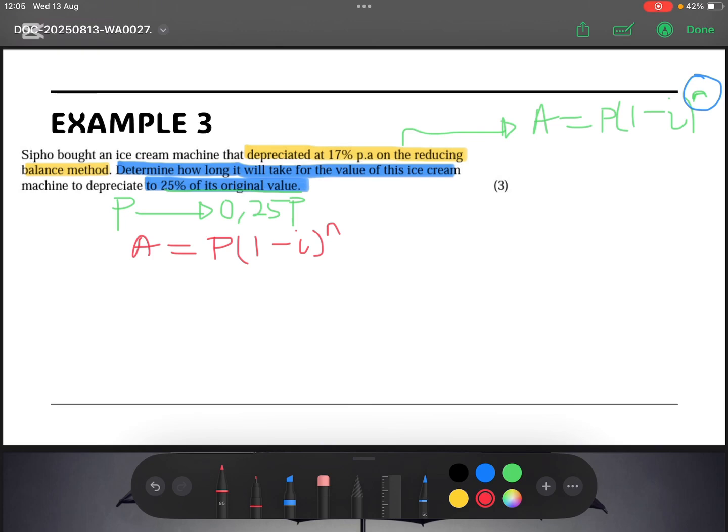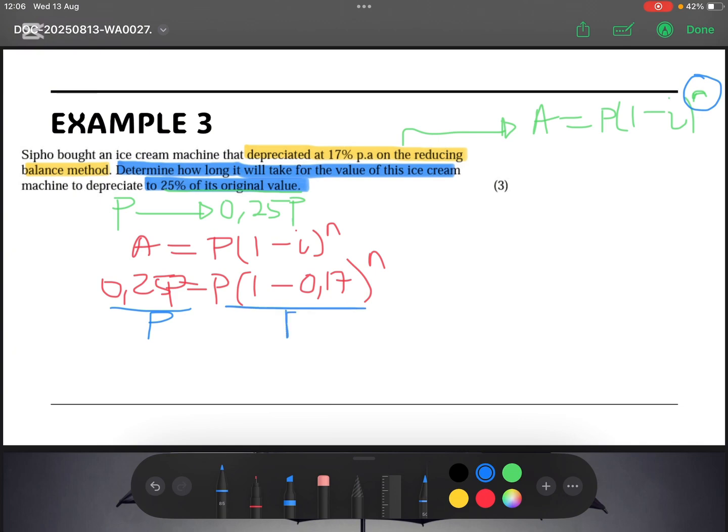So now the amount that we're going to get in the future, it depreciated by what? By 0.25. That will be our final amount, which is going to be 0.25P, sorry, because it's 0.25 of the original price. Then we have 1 subtract the interest rate, which is 0.17 compounded annually. And then now we'll have our N. So in this case, now we can solve for the value of N.